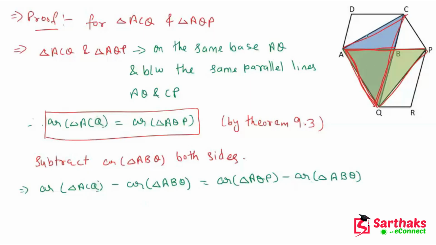After subtracting, on the LHS we get area of triangle ABC, and on the RHS we get area of triangle PBQ, meaning this part and this part. So area of triangle ABC is equal to area of triangle PBQ. Now let's suppose this is equation number 1.